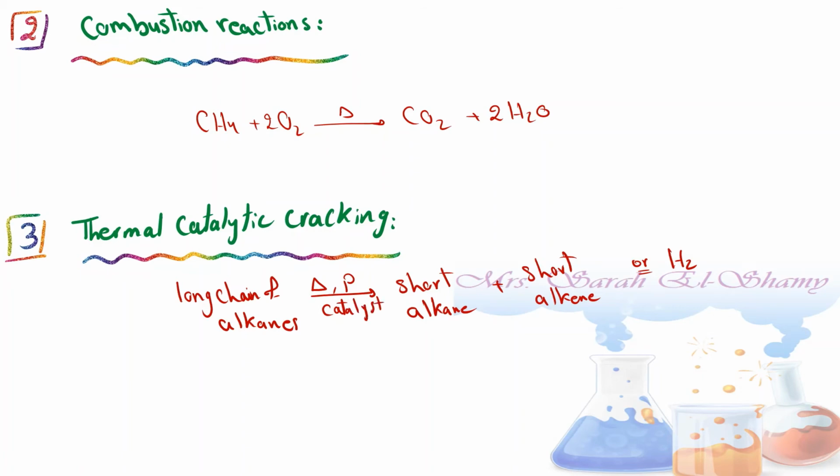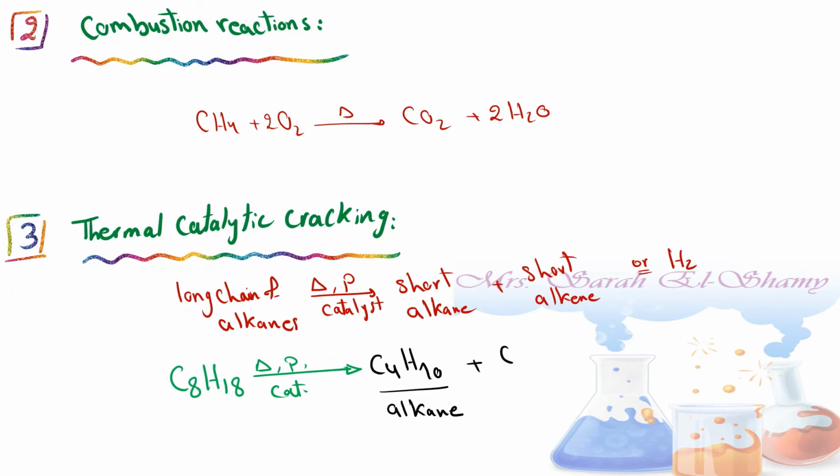Okay, let's take an example for this process, which states that octane, C8H18, after putting it under a high temperature, pressure, and in the presence of a catalyst, will give us what? It will give us C4H10, which is considered a short alkane, and C4H8, which is considered a short alkene, which can be used in daily life.